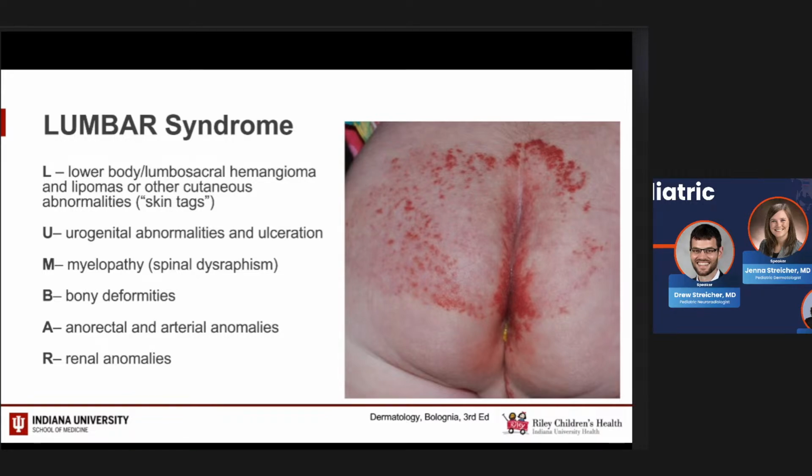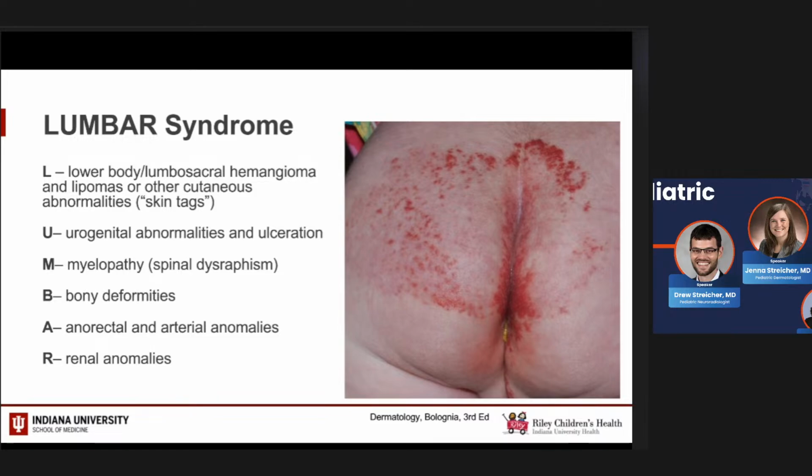So LUMBAR syndrome is another acronym. L stands for a lower body or lumbosacral hemangioma. They can also have lipomas or other cutaneous abnormalities, those skin tags. So remember back to one of those earlier slides when we were talking about spinal dysraphism, and I was talking about the criteria for who to image. And I talked about those hemangiomas, that the larger hemangiomas raise my suspicion. That's where this is coming from too, because these are more segmental, you can see this is distributed. We talk about a butterfly look to this over the lower spine, buttocks area. These can have a high risk association for this LUMBAR syndrome.